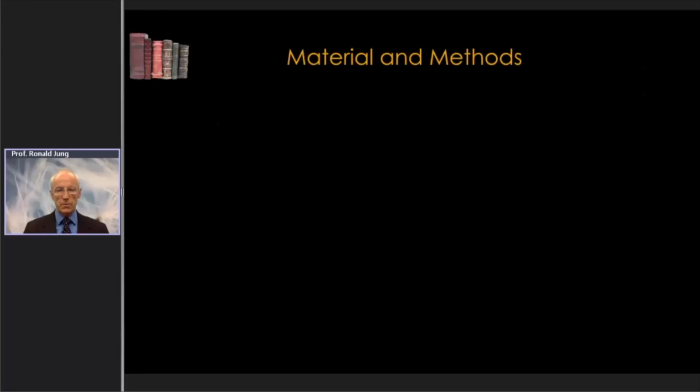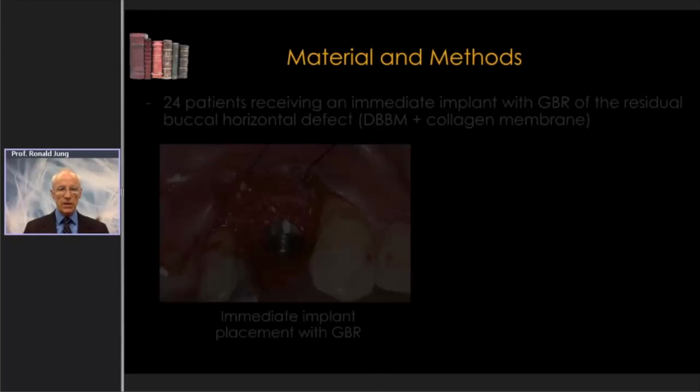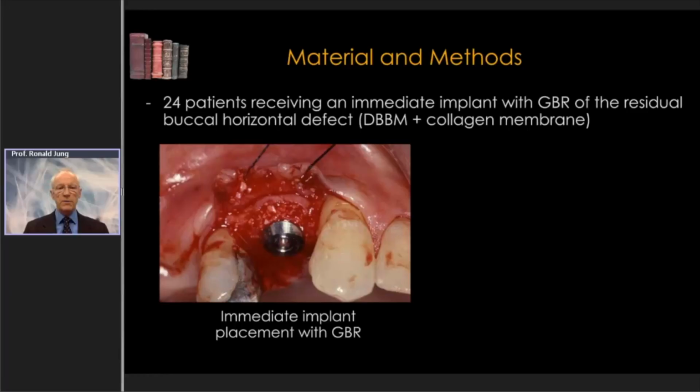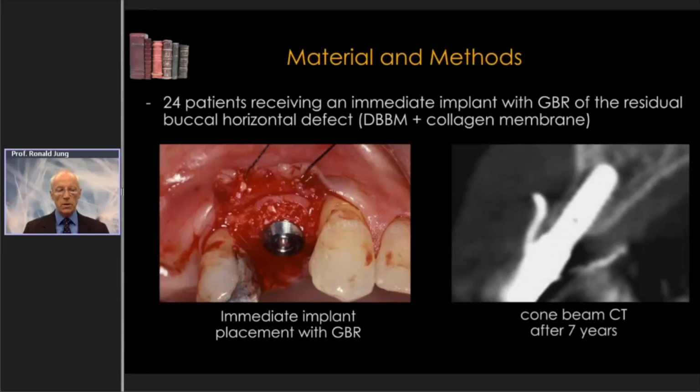Here's what the investigators did. 24 patients received immediate implants with GBR for residual buccal horizontal defect with deproteinized bovine bone and a collagen membrane. So please note that there's a buccal bony plate, and between the implant and this buccal bony plate is a grafting material placed, and then the membrane was placed over top. The analysis included cone beam CTs at 7 years post-implant placement and regeneration.